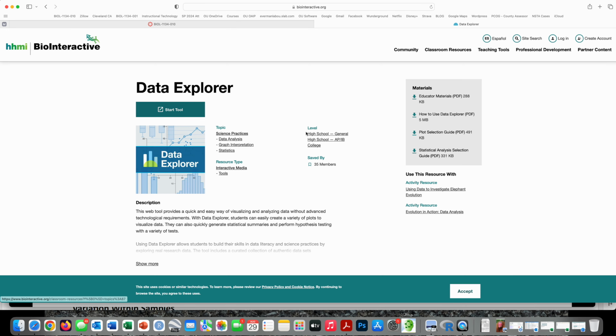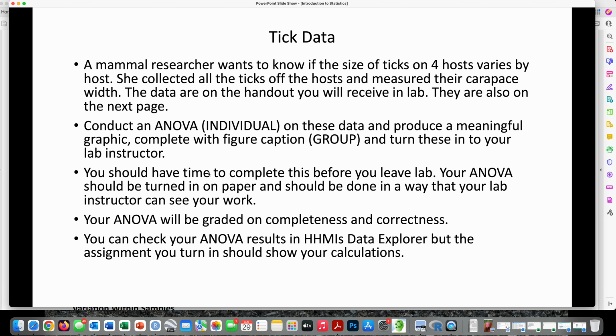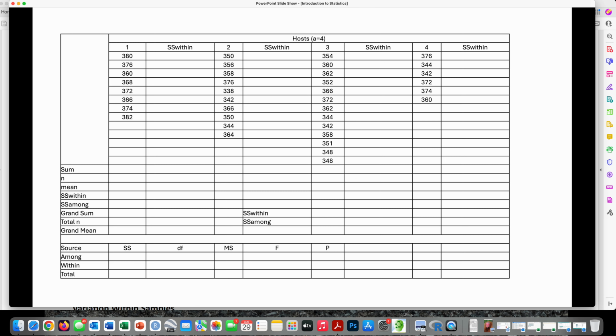Now that they have checked that, they can go to the next slide, which is the tick data. It looks at hosts. In this case, the sample sizes for each host are somewhat different, but once again, in the end, they need to calculate the summary statistics. Once they've done that, they need to calculate the sums of squares among and within, the degrees of freedom, mean squared, F and P.